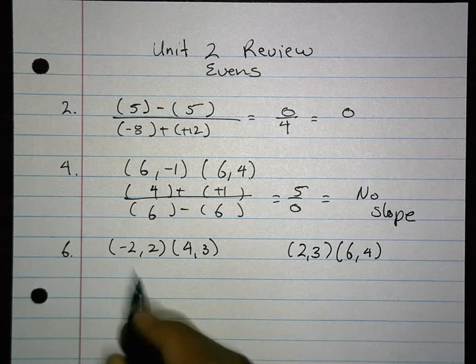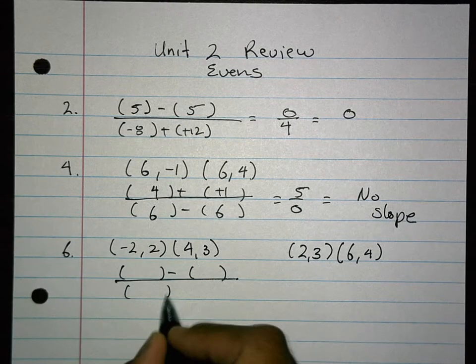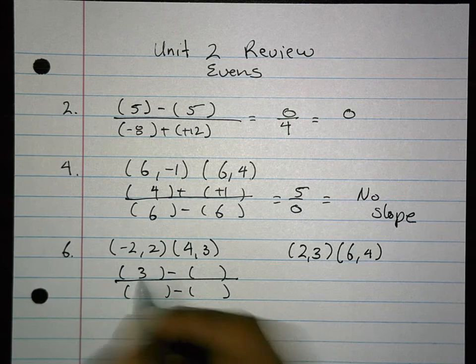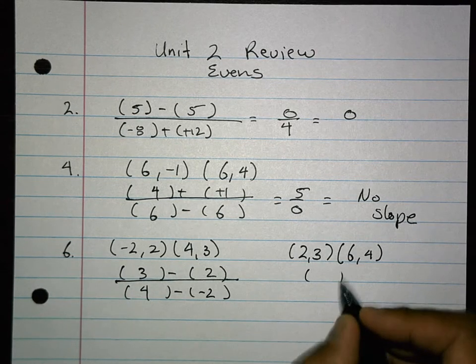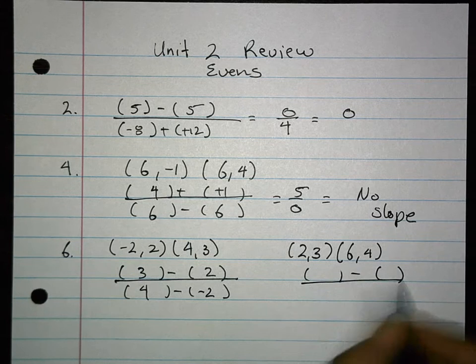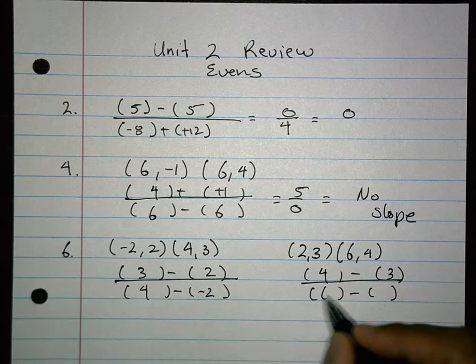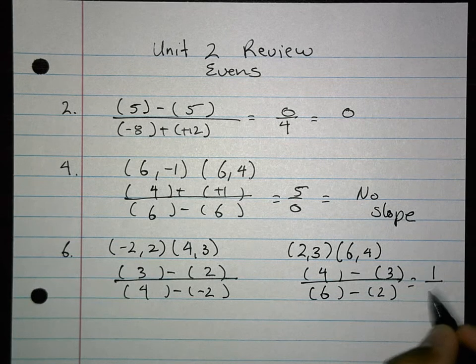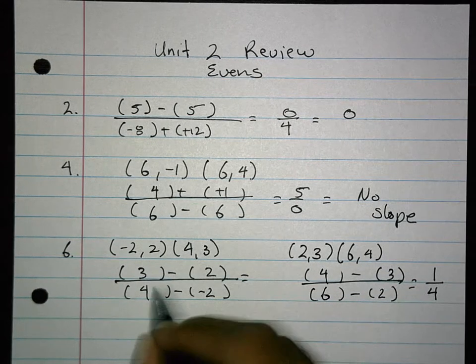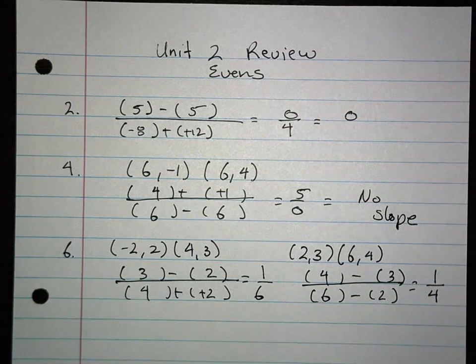Okay, so let's find the slope for this one. We're going to do 3 minus 2 all over 4 minus negative 2. And then I'm going to find the slope for this one. It's going to be 4 minus 3 and then 6 minus 2. So this gives me 1 over 4, and this gives me 1 over 6.